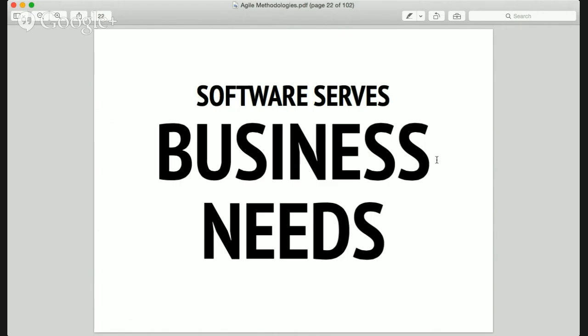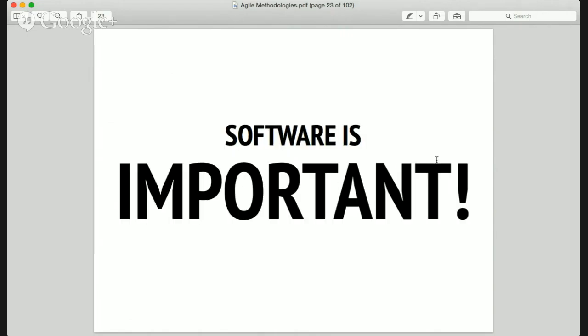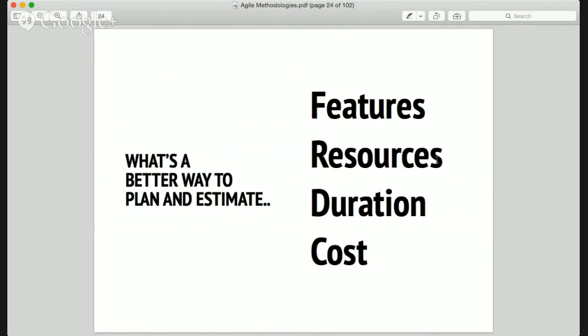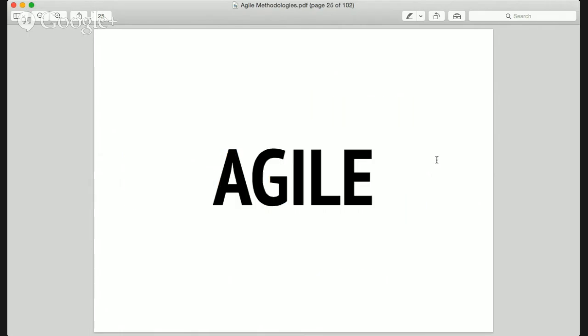So software is important. It serves business needs. And what we want to do is find a better way to achieve these 4 goals. Plan and estimate. We already know we're pretty bad at that. What type of features do we need? What type of resources do we need to put into it? How many people we need to put on it? The duration that it takes to do something, and its cost. That's where Agile comes into play.